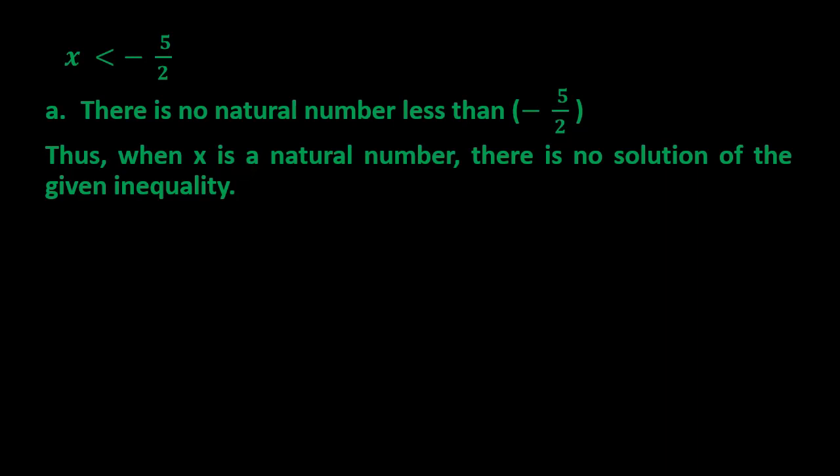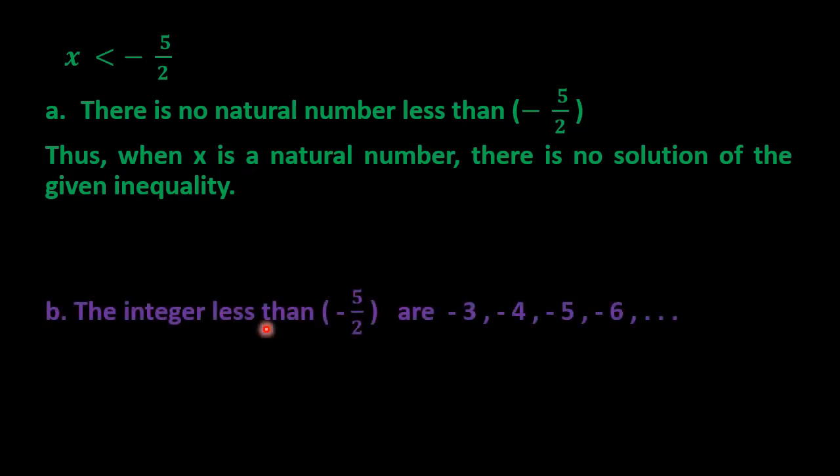Now in part B, we have to solve for x where x is an integer. The integers less than minus 5 by 2 are minus 3, minus 4, minus 5, minus 6, minus 7, minus 8, and it goes on and on, so we put dot dot dot here instead of writing them. If we divide 5 by 2, we get 2.5, so including the sign, it will be minus 2.5. The numbers to the left of minus 2 on the number line are always less than minus 2.5. Those numbers I have written here.